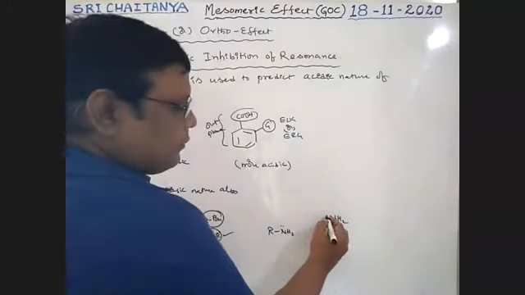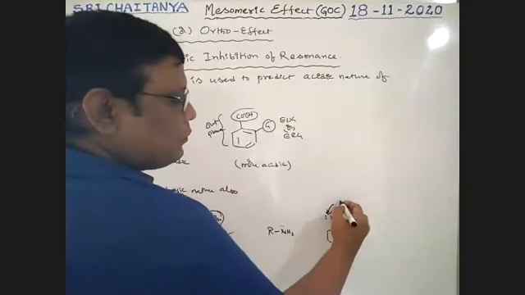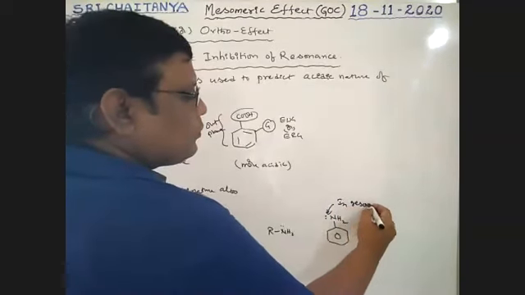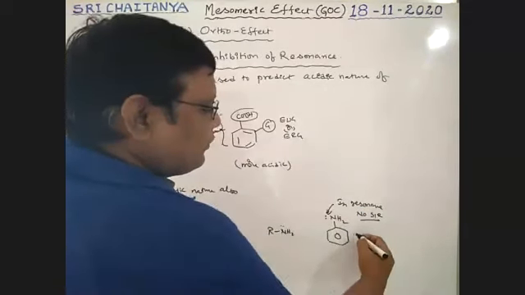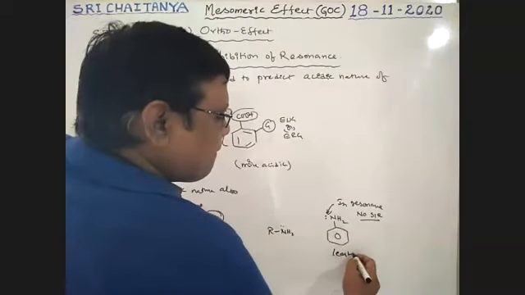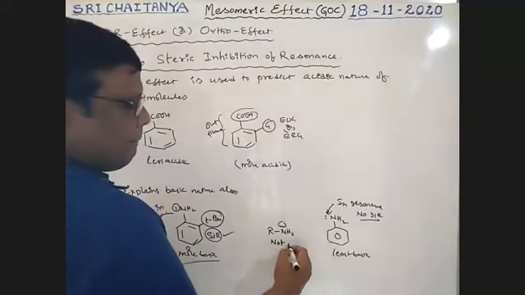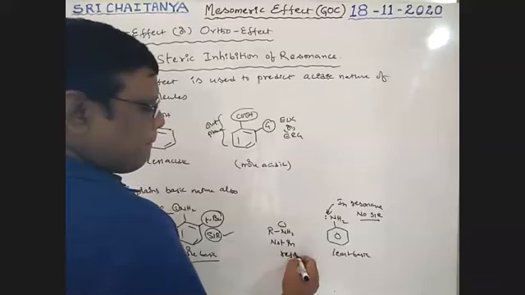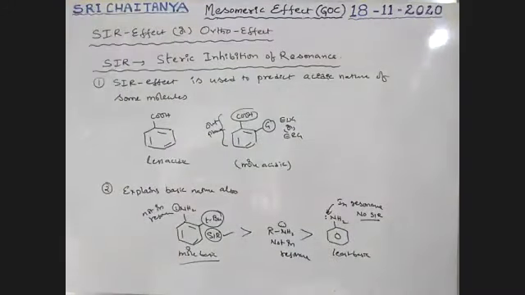So this lone pair is in resonance, with no SIR. Therefore, it is least basic. So this lone pair is not in resonance. Therefore, the basic nature order is like this, boys. Okay. Next.